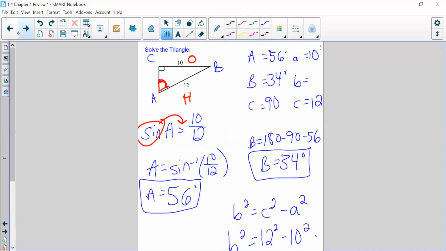I'm going to just check to see, do my answers make sense? 90 is my biggest angle, and C is my longest side. 34 is my smallest angle, and 6.6 is my smallest side. So that does seem to line up. So as a quick review, this is a 90-degree angle, so I did use sine to solve for one of my angles, and I used Pythagorean theorem to solve for my missing side length and subtracted from my other angle.